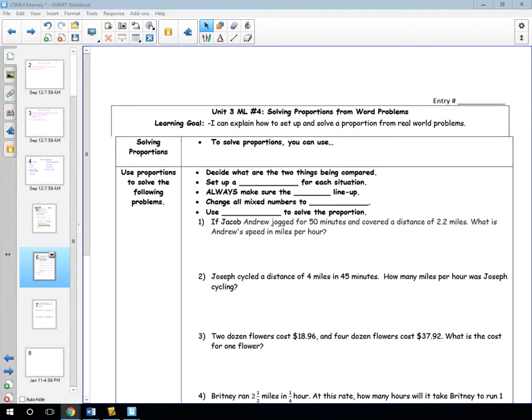Look at me now. Solving proportions. Look at me now.